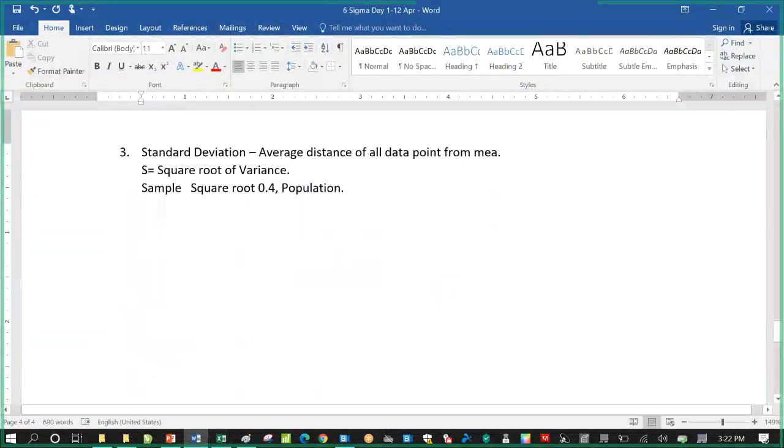Next topic we have is Six Sigma metrics. Very interesting topic.